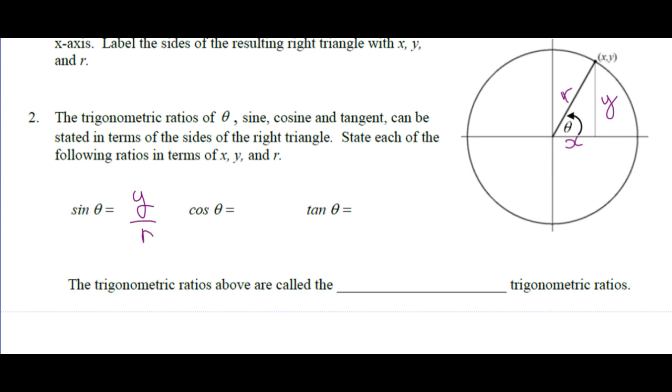Now this holds even when we move into quadrants 2, 3, and 4, where you no longer have an angle theta inside of a triangle. Theta is now a rotation angle into quadrant 2, but it will have a reference angle. That'll come in. Cos theta is x over r, and tan theta is y over x. These trig ratios are called the primary trig ratios. They're the three biggies.